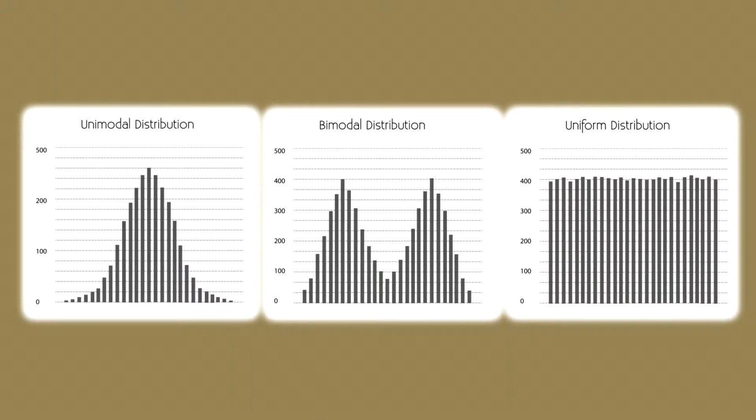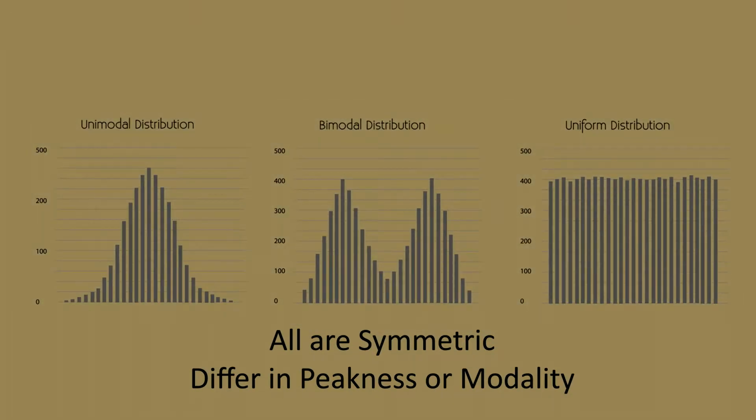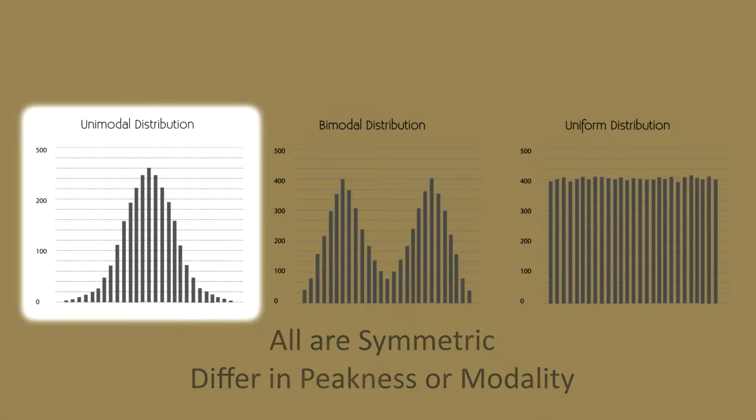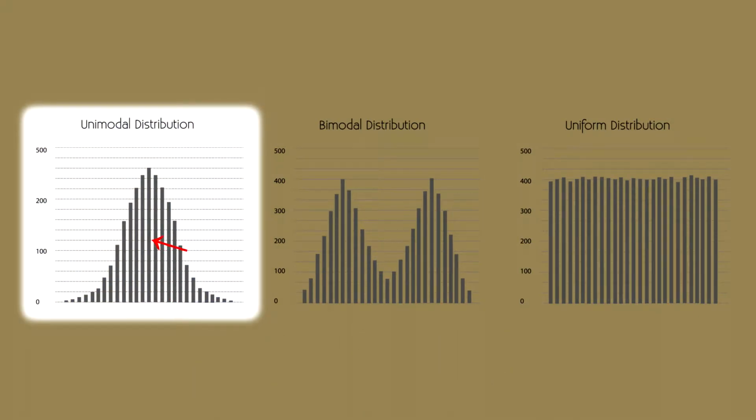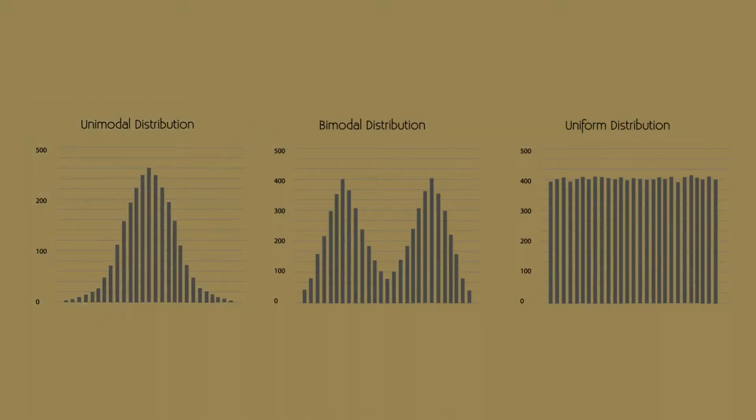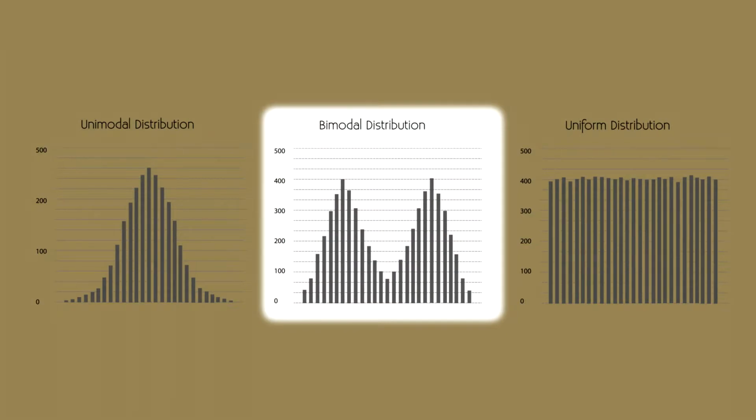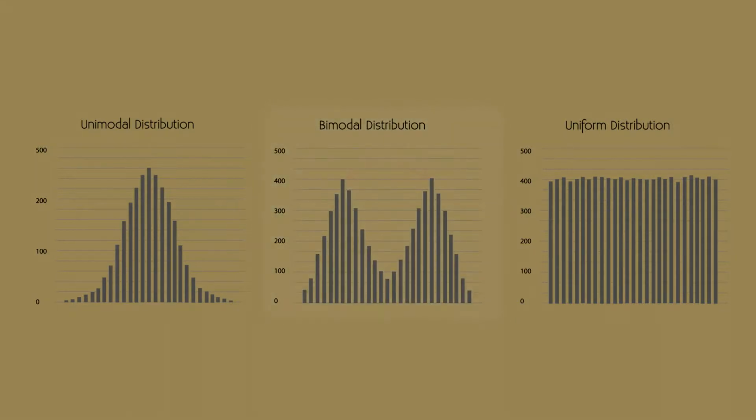Here, all three distributions would be referred to as symmetric, but they're different in their modality or peakedness. The first distribution is unimodal. It has one mode, roughly at 10, around which the observations are concentrated. The second distribution is bimodal. It has two modes, roughly at 10 and 20, around which the observations are concentrated.